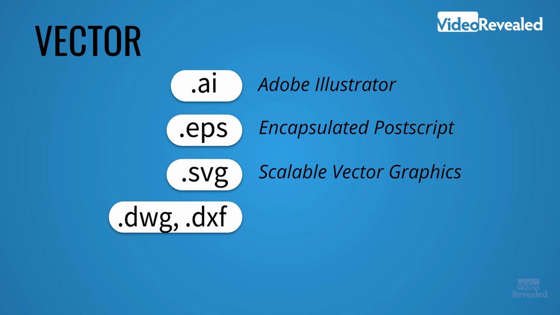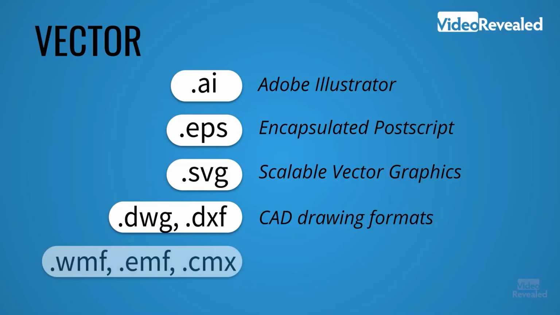There's DXF and DWG, which are CAD drawing formats. So computer-aided design, think of architecture, buildings, and things of that sort. These are really difficult to edit outside of programs like AutoCAD. And then there's a bunch of conversion formats that will get you from one format to another. But primarily, it's Illustrator and EPS files. And really, I'll just be talking about .ai files. And they're really, really useful in printed graphics, online graphics, and video.